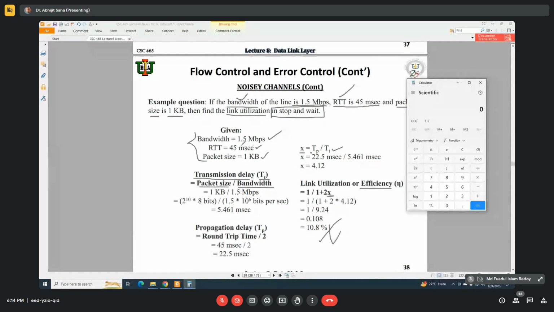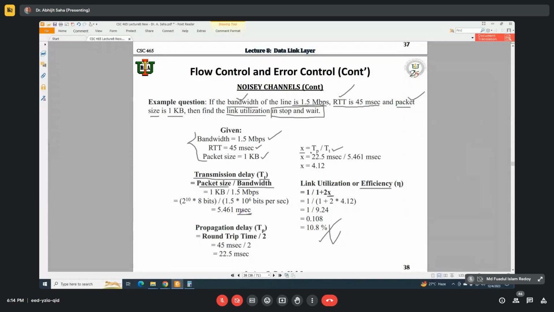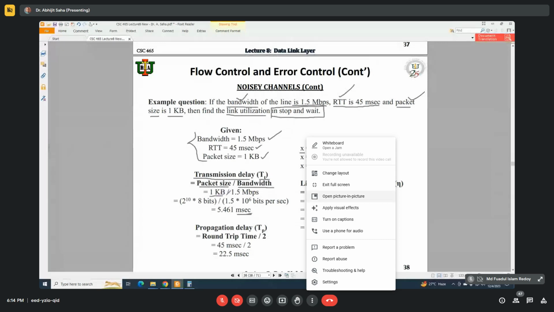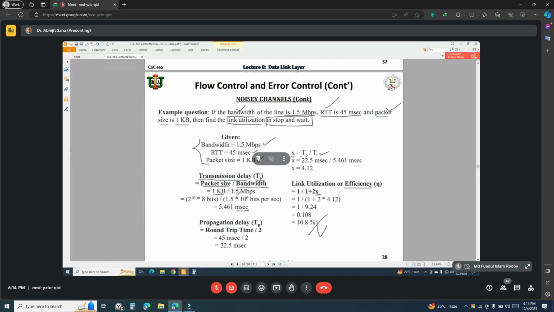So here we are going to calculate this in milliseconds. If you want to calculate the milliseconds, we first need to convert this to bits. It is given in kilobytes, so you have to convert it to bits, and Mbps we have to convert to bits per second.